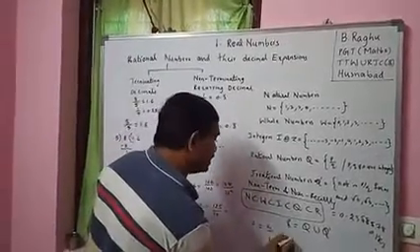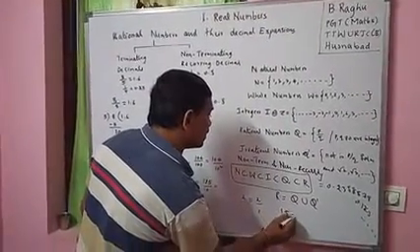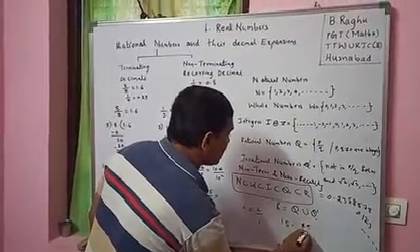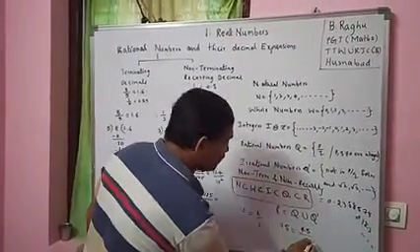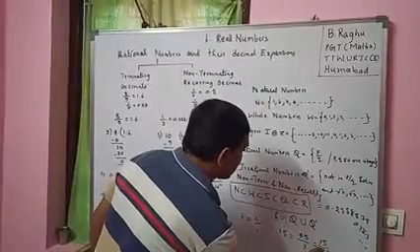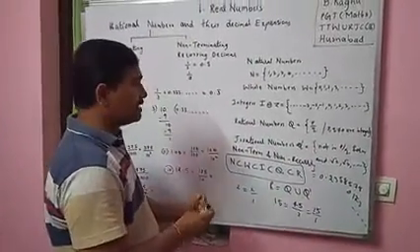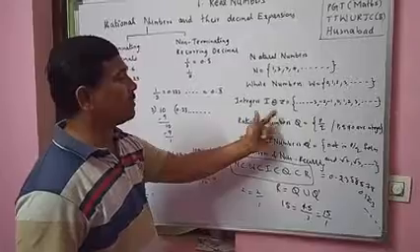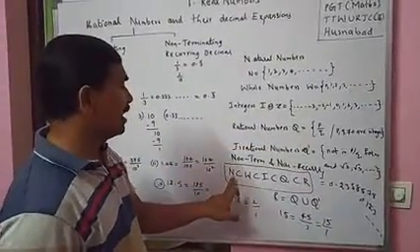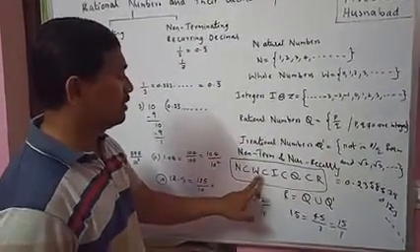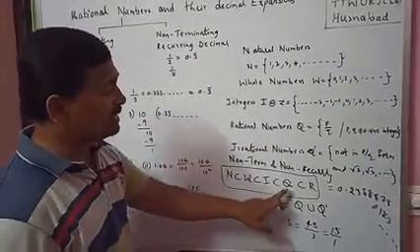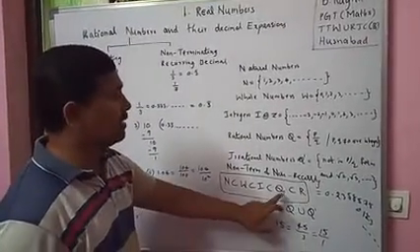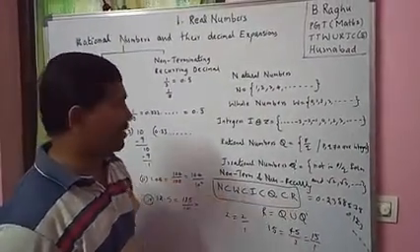If you take any integer, 5 for example, 15 can be written as 45 by 3 or 15 by 1. So all the integers are rational numbers. So the integer set is a subset of Q. See here, N is a subset of W, W is a subset of I, I is a subset of Q, and Q is a subset of R. Every rational number is a real number.